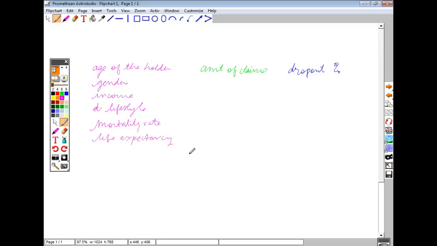So let me ask you guys one question. Can all of these things which I have written in pink, and maybe more, not limited to this, be accounted within this? I know that the amount of claim which I will incur as an insurance company will depend on these things, right? Do you guys agree with this? Yes, ma'am. Right? Dropout percentage is something really different, which we don't have to look at when we are trying to model the claims.